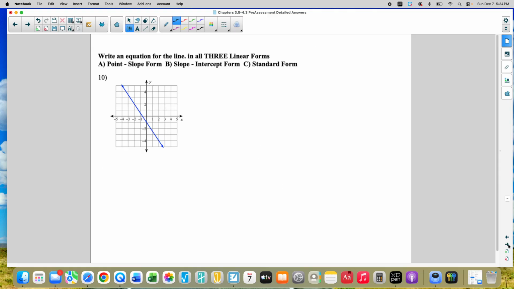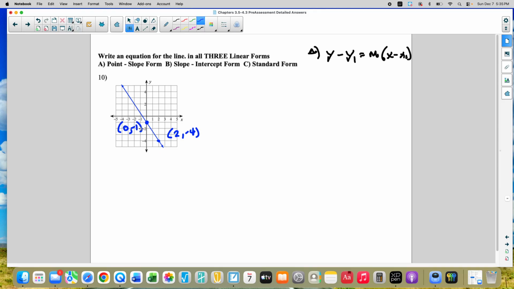Write an equation for the line in all three linear forms: point-slope form, slope-intercept form, and standard form. So the one that we didn't talk about was point-slope. Point-slope is y minus y sub 1 equals m times the quantity x minus x sub 1. And so we need the slope and we need a point. Well, the slope, let's pick 2 points. So I got this point here, which is 2, -4. And I got this point right here, which is my y-intercept. That's 0, -1, no kidding.